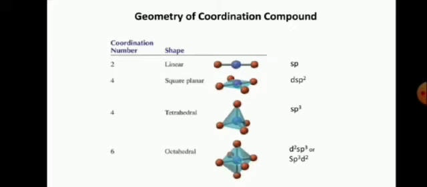Now, if there are 6 ligands attached to the central metal ion, then the geometry will be square bipyramidal, also known as octahedral. There will be 4 ligands in one plane and there will be 2 ligands on the axial positions. Hybridization of this octahedral complex can be d2sp3 or sp3d2, which we will be learning in the upcoming slides.